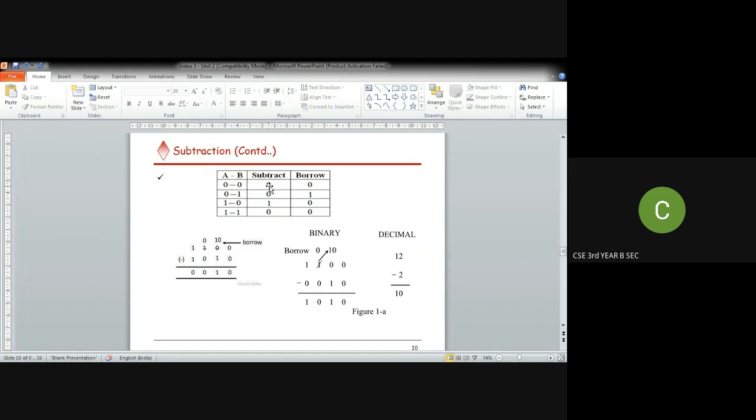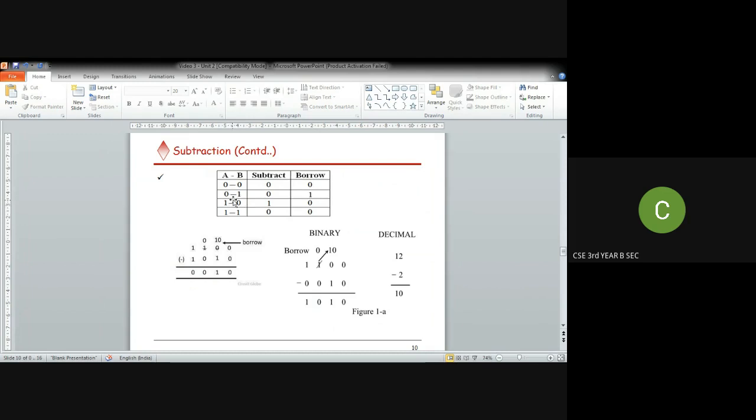0 minus 0. When two binary numbers A and B are subtracted, we will get the subtract value and borrow value. So these are the two outputs. Two inputs A and B, two outputs borrow and subtract. So 0 minus 0, subtract value is 0 and borrow value is also 0.